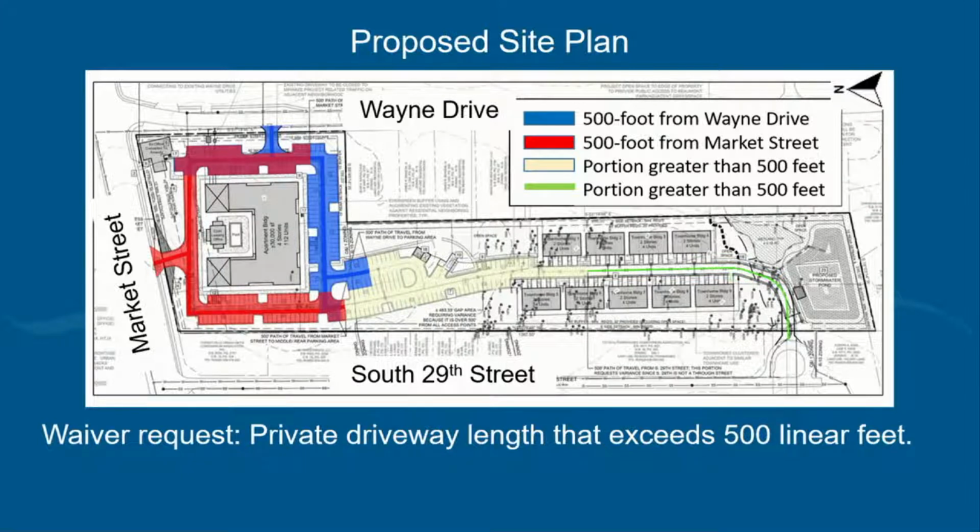The waiver requested today is an increase in the maximum length of a private driveway. As you recall, the technical standards require that a private access driveway shall be at least 500 feet within a public through street. Both Market and Wayne Drive are through streets as recommended. As shown on this site plan, South 29th Street is not a through street, so the applicant is asking for a waiver of approximately 990 feet as identified in the yellow and green on this slide.